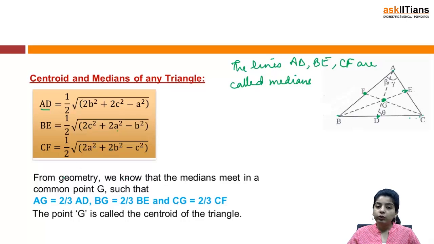So from geometry we also know that the medians meet in a common point G, and now what we know is that AG by AD is 2 by 3. That is, this ratio is 2:1, right? Similarly BG by BE is 2 by 3 and CG by CF is also 2 by 3, and the point G we have discussed just now is called the centroid of the triangle ABC.